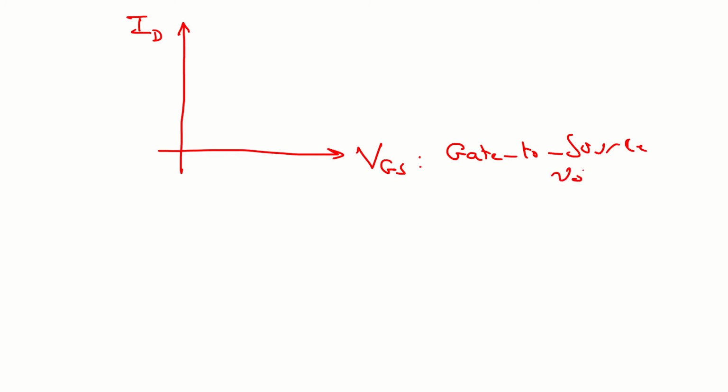If I draw VGS on the x-axis, and on the y-axis the drain current. So I'll be writing here, this is called gate to source voltage, and ID here is what? IDS. It would be better to write it in this way. IDS is the drain to source current, or you can say easily the drain current. Now IDS, it means the current from the drain to the source, which means the electrons are moving from the source to the drain.